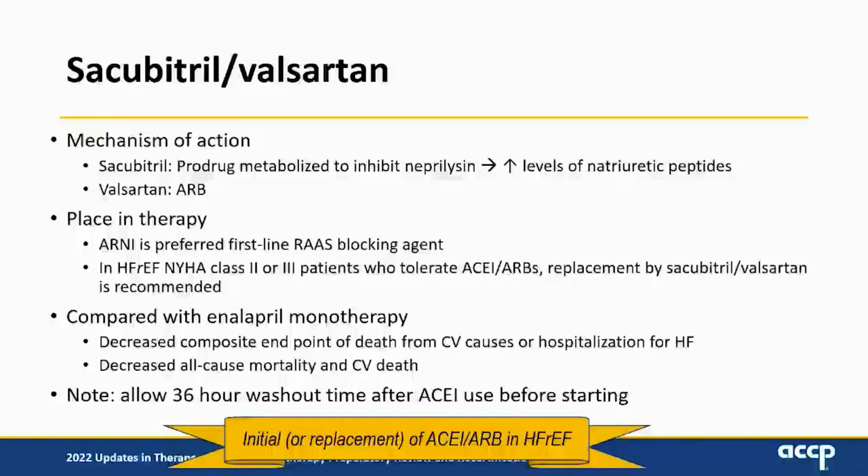Something really important to keep in mind if you are switching your patient from an ACE inhibitor to an ARNI, or vice versa: anytime you're going ACE to ARNI, you need to allow a 36-hour washout period, because if we dose the drugs closer together than that, we see an increased risk of angioedema, and so we certainly want to avoid that.